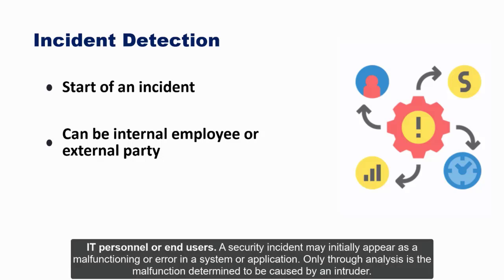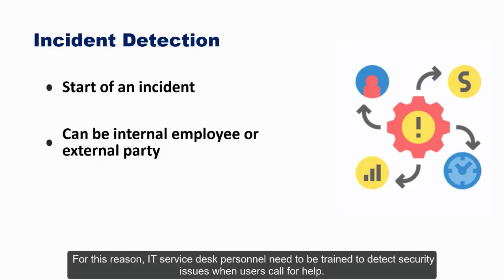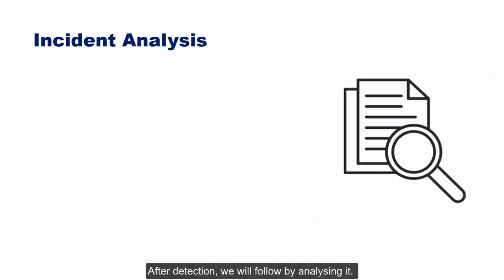IT personnel or end users. A security incident may initially appear as a malfunction or error in a system or application. Only through analysis is the malfunction determined to be caused by an intruder. For this reason, IT service desk personnel need to be trained to detect security issues when users call for help. After detection, we will follow by analyzing it.